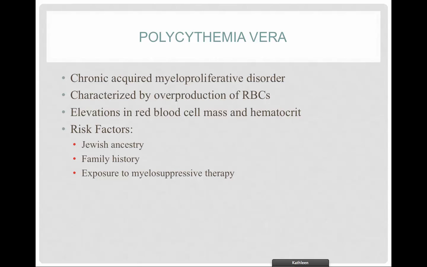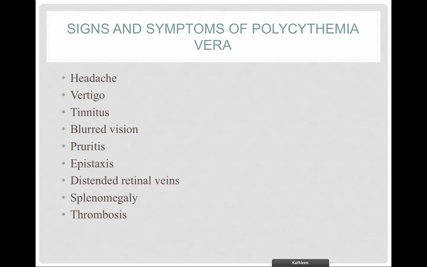Polycythemia vera is a chronic acquired problem with the bone marrow. It's a myeloproliferative disorder. This is characterized by overproduction of red blood cells, elevation of red blood cell mass and hematocrit. The risk factors are Jewish ancestry, family history, and exposure to myelosuppressive therapy. These are the symptoms: headache, vertigo, ringing in the ears, blurred vision, itchiness, epistaxis, distended retinal veins, which is on exam when you look at the optic disc, enlarged spleen, and history of clotting.